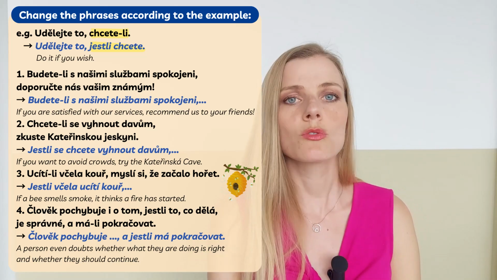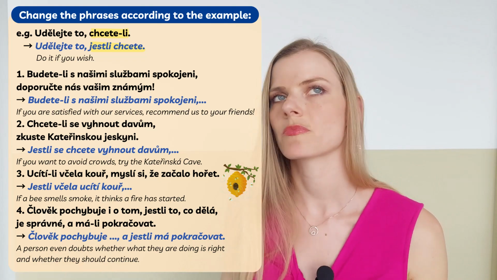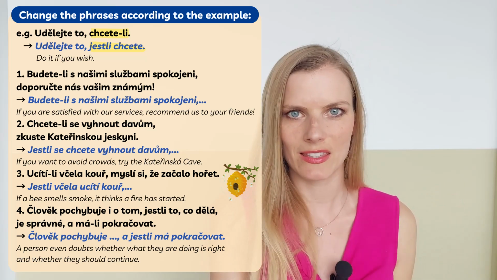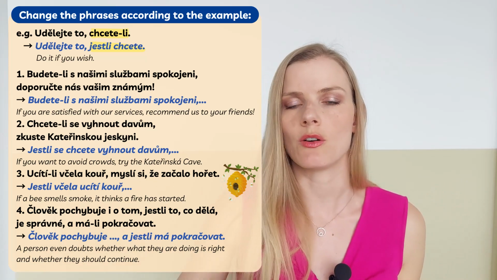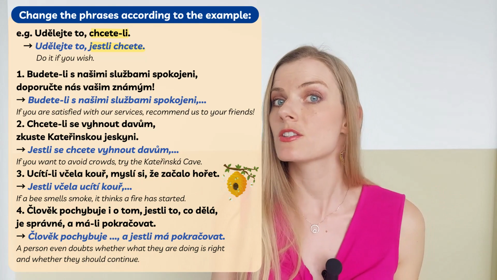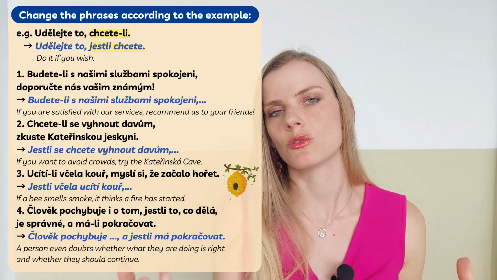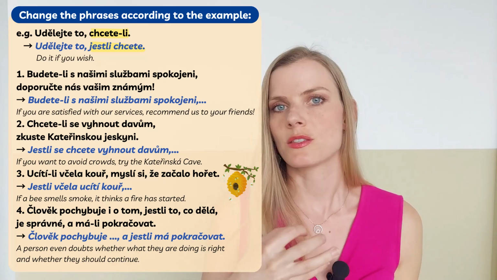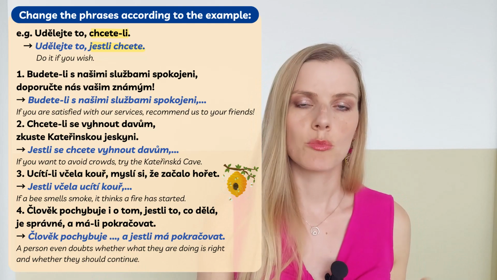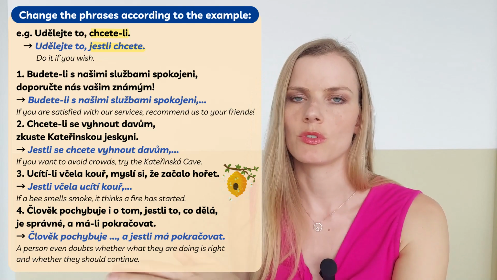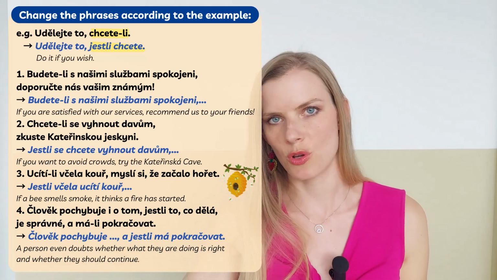Číslo 3. Ucítí-li včela kouř? And the version with jestli. Jestli včela ucítí kouř, myslí si, že začalo hořet. Číslo 4. Člověk pochybuje i o tom, jestli to, co dělá, je správné a má-li pokračovat. And this part would be a jestli má pokračovat.